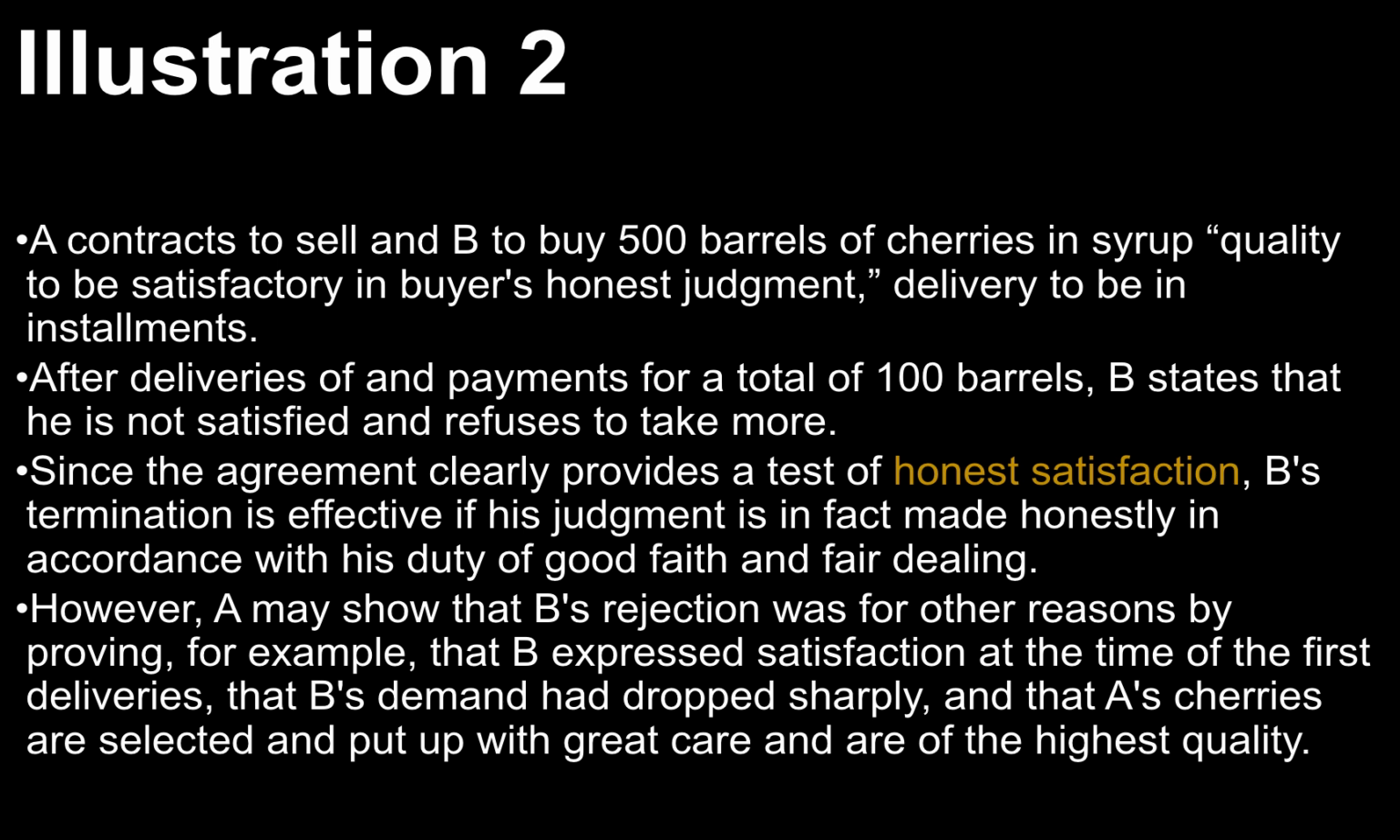Since the agreement clearly provides for a test of honest satisfaction, it literally says buyer's honest judgment, B's termination is effective, so long as B's termination is in fact honest. If B was acting in accordance with good faith and fair dealing and honestly believed the cherries were not satisfactory, then B can terminate the contract. However, A can still show B's rejection was for other reasons.